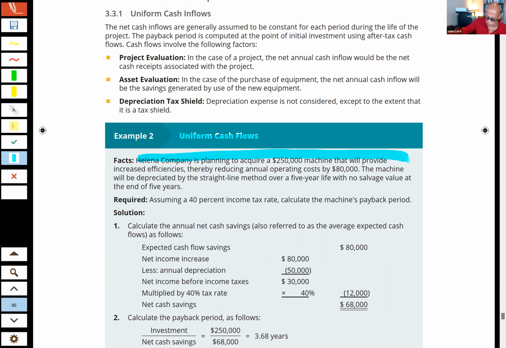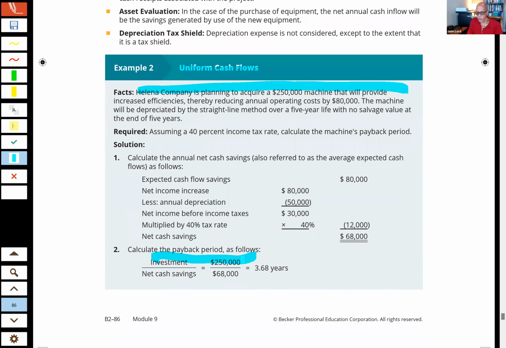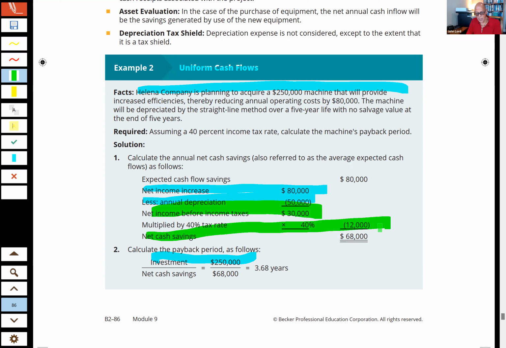But we have this project of $250,000 that we're going to be making, and then we're going to consider the net cash flows. Okay, so the expected cash flow, savings, net income increase is going to be 80. The annual depreciation, though, that we're going to be able to take by making this investment means net income before income taxes is going to be 30,000, but we're going to have to pay the tax on that. So we would subtract off the 12,000 from that. And so we're just calculating the net income before taxes. So we're basically just getting our tax right here.